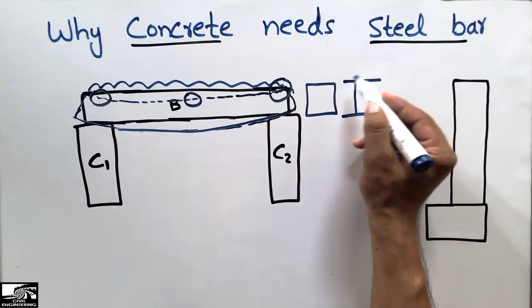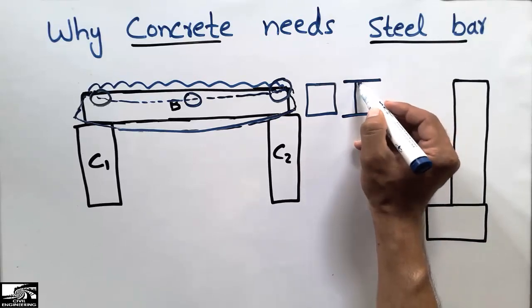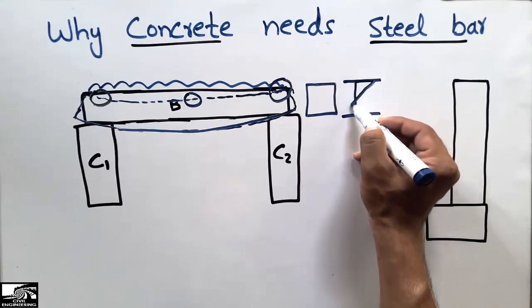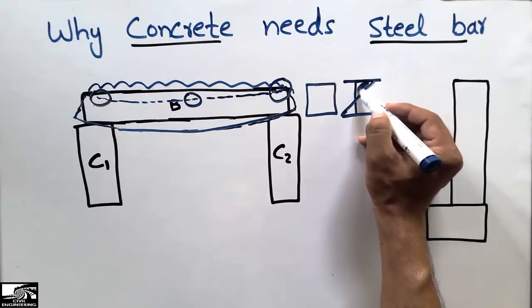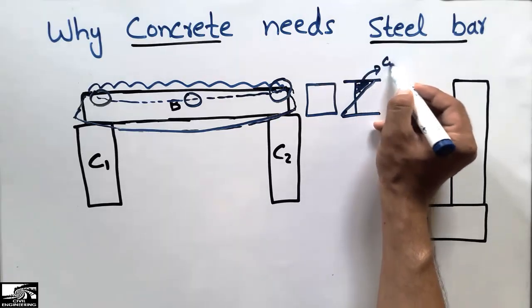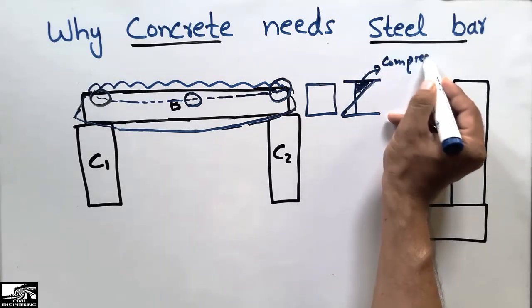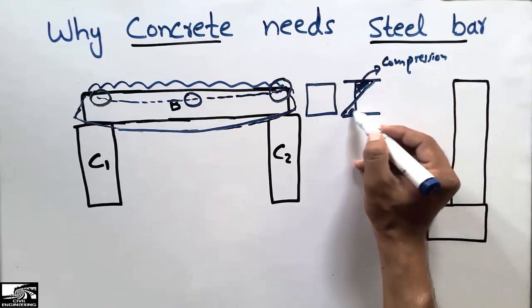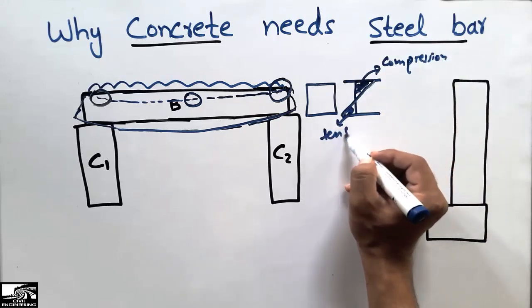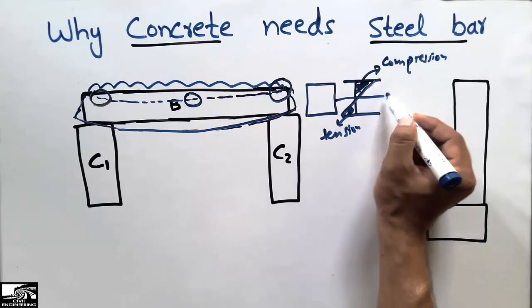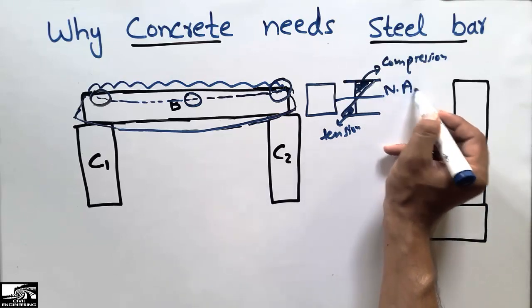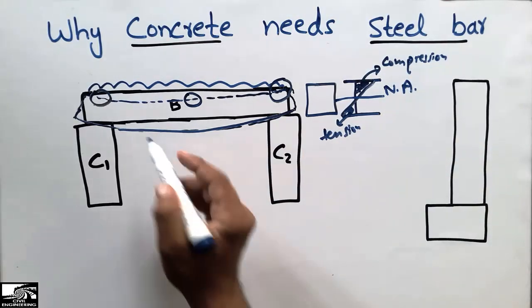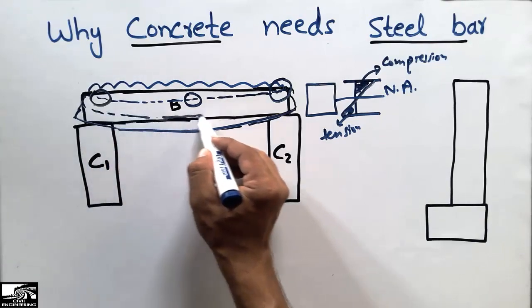I can draw the stress diagram here: the upper portion of the beam is in compression. This is the compression zone of the beam, and this is the tension zone of the beam. In the middle we have the neutral axis, where there is neither compression nor tension, and this axis is the neutral axis of the beam.